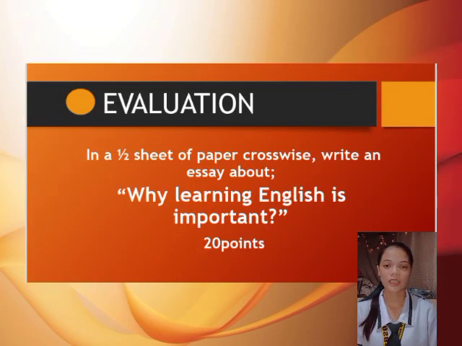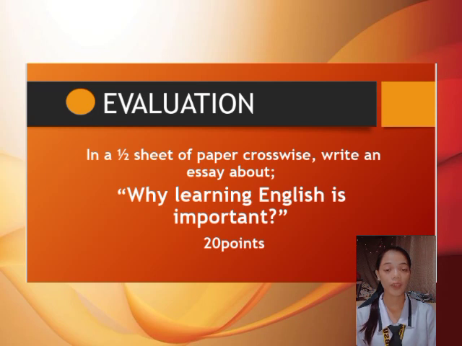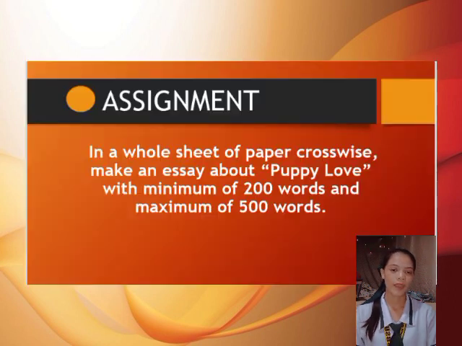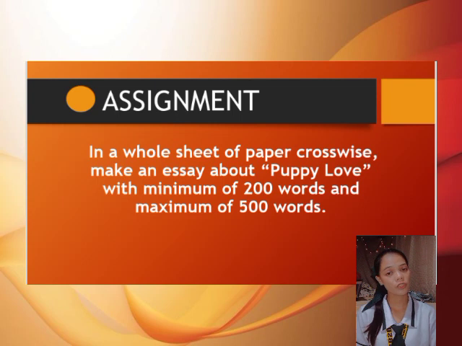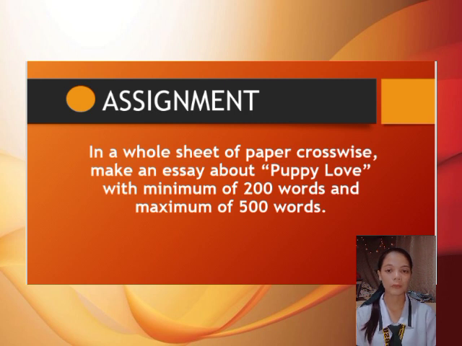On the next activity, in a 1/2 sheet of paper crosswise, write an essay about why learning English is important, and that would be for 20 points. And for our assignment, in a 1/2 sheet of paper crosswise, make an essay about the theme Puppy Love with a minimum of 200 words and maximum of 500.